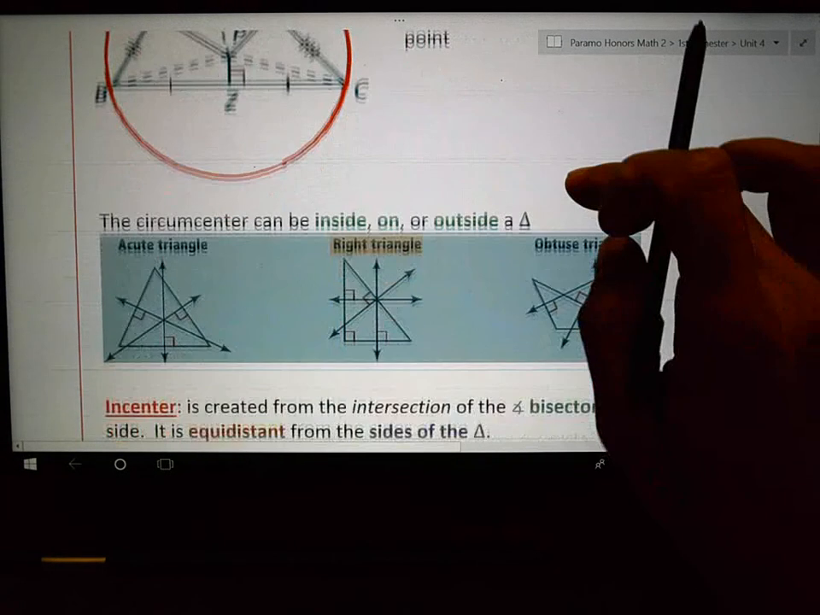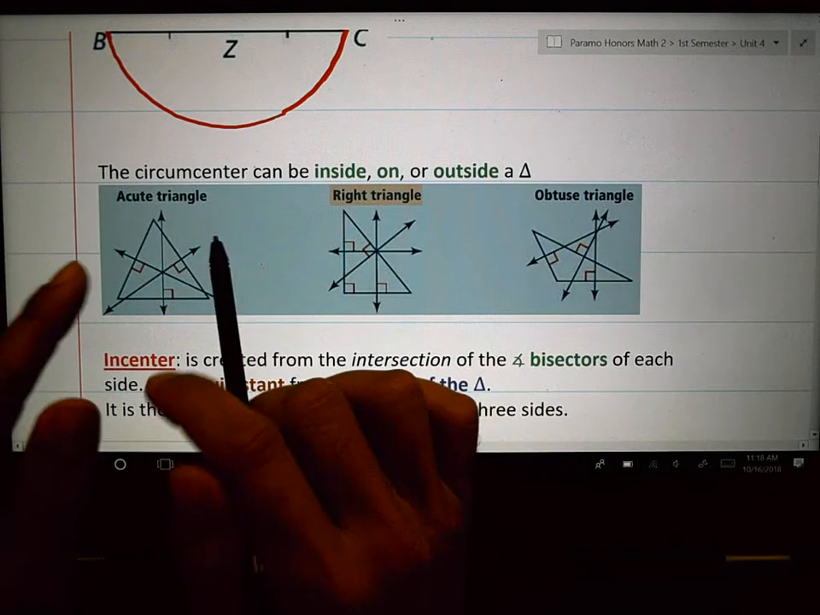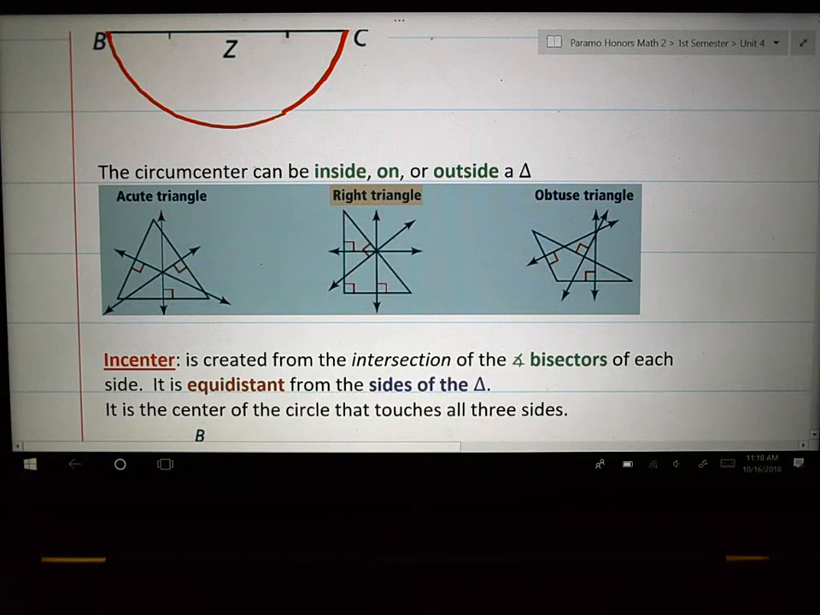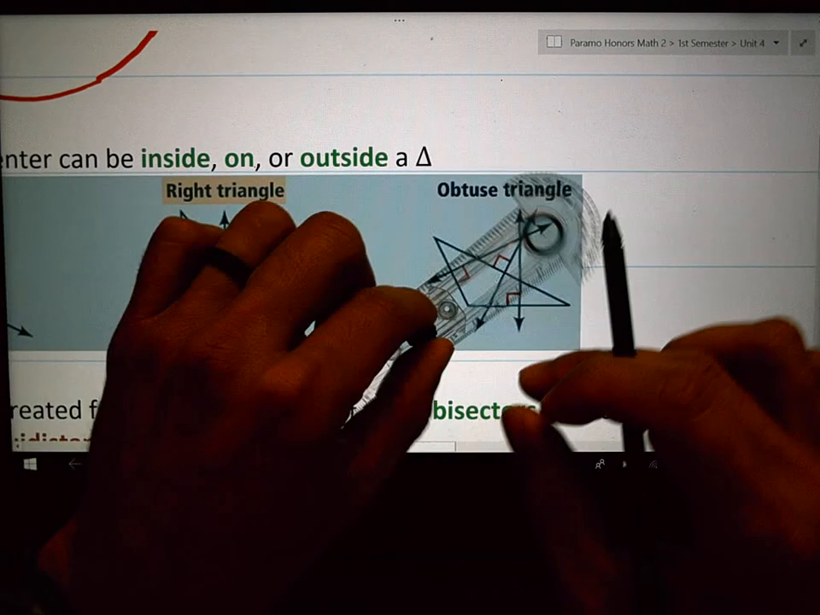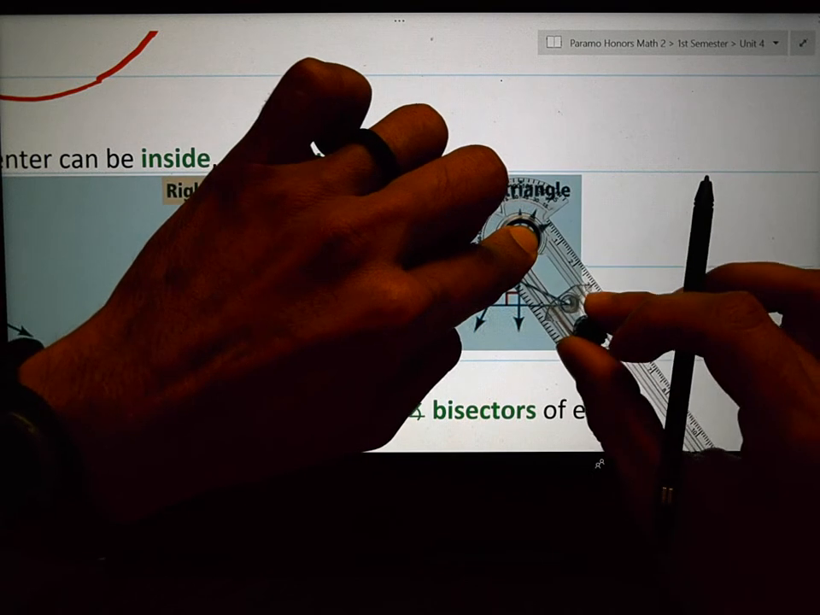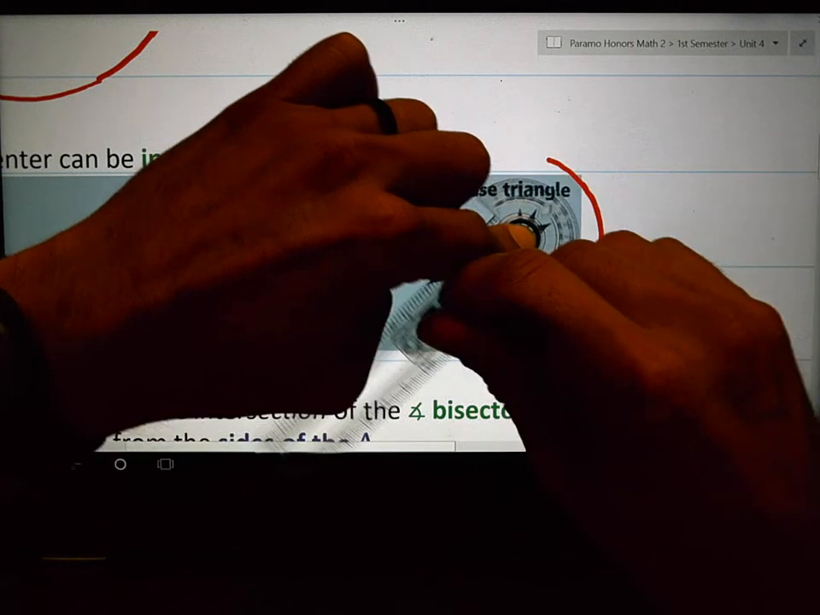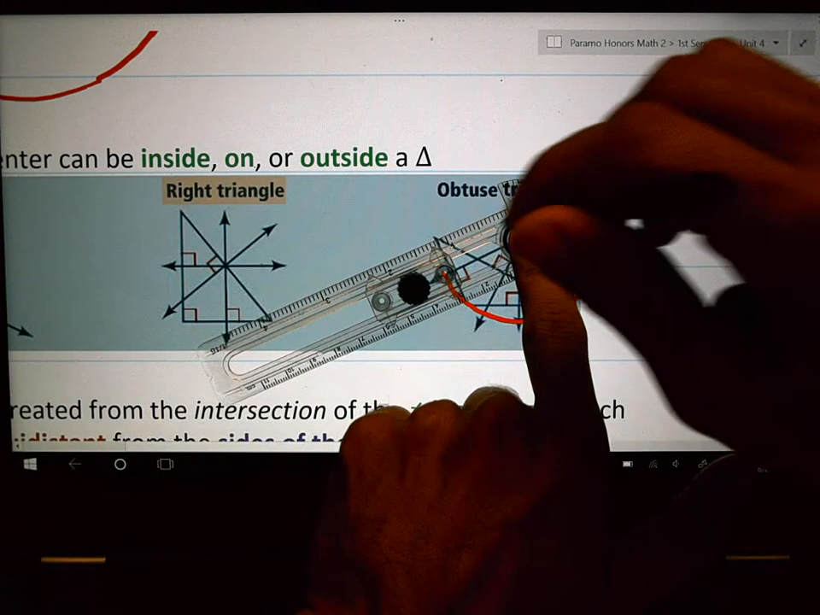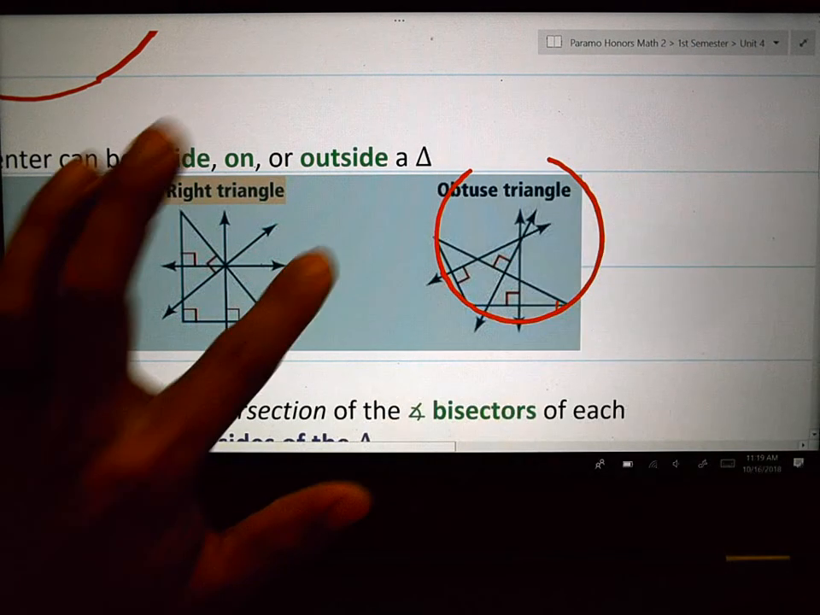Perpendicular bisector. This circumcenter is created by the perpendicular bisectors, and it doesn't matter if it's an acute, a right, or an obtuse triangle. Sometimes that circumcenter is inside or outside the triangle. Like I could look at this obtuse triangle. Let me see if I can do it with this thing. I'm going to put my bullseye right where those three points cross. I'm going to adjust it. I'm going to have to move this and slide it down.